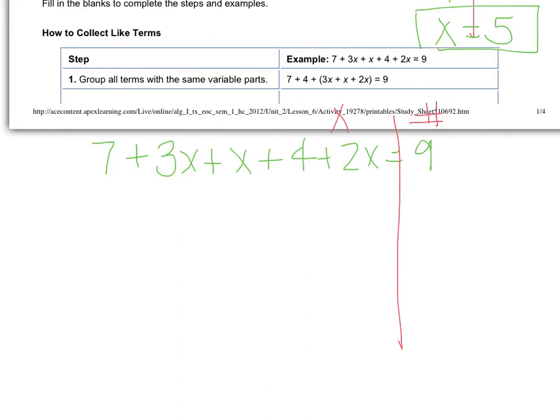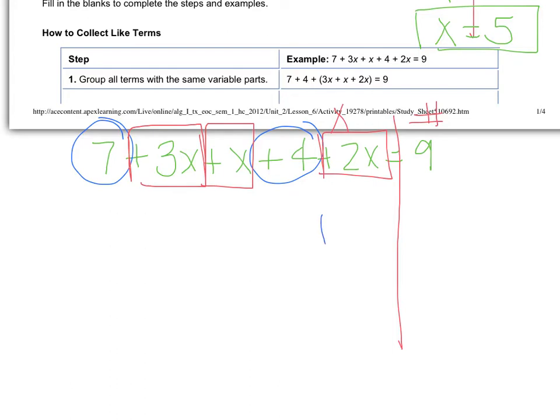Combining like terms means we're putting all of our numbers together. So that would be 7 and 4 because they're just numbers. And then we're also putting all of our things with x's together. So 3x, x, and 2x. If we look at what's circled, 7 plus 4 is 11, and it's positive. If we look at what we have boxes around, 3x plus 1x is 4x, plus 2x is 6x. So we have 6x plus 11 equals 9.